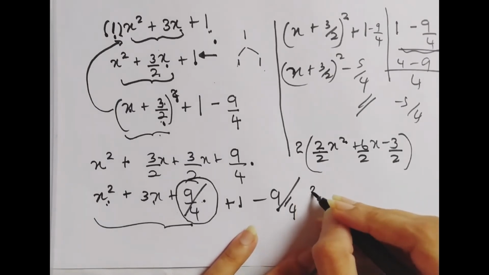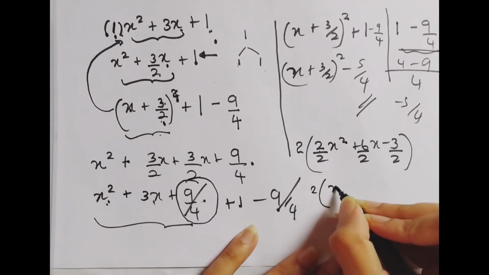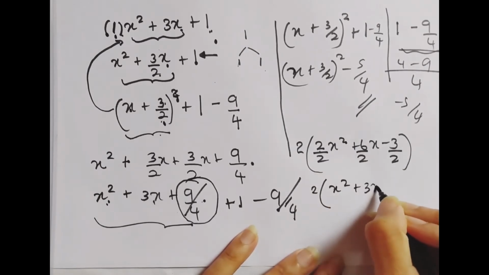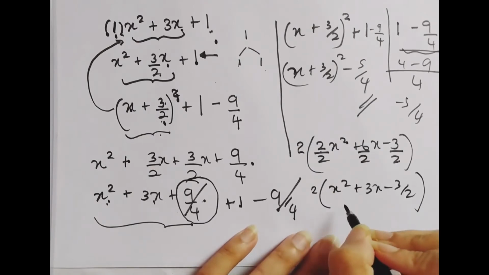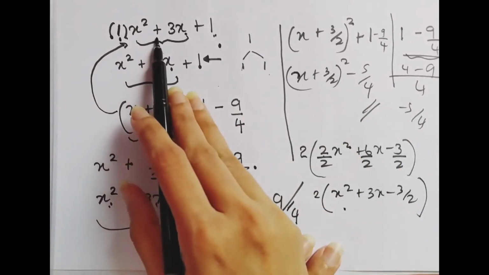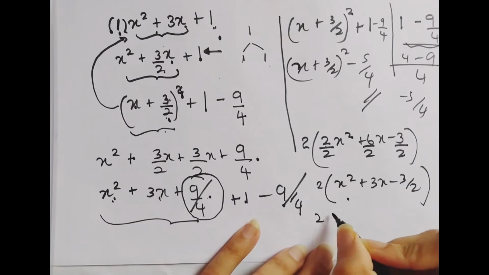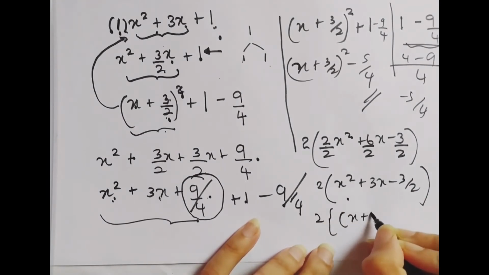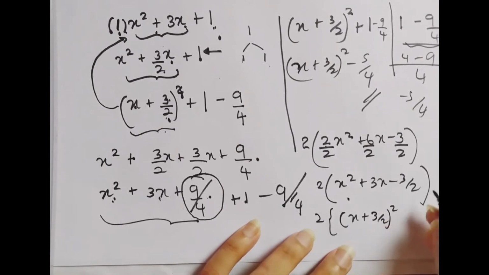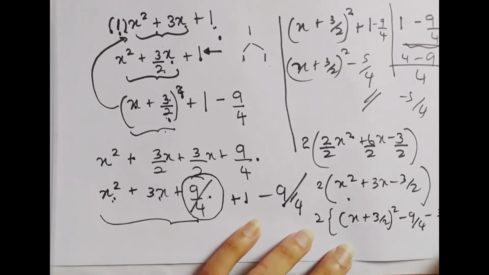Now after I do that, I'll get x squared plus 3x minus 3 over 2. So it is the same thing like this. Then keep 2 outside and this will be x plus 3 by 2 whole thing squared minus 9 over 4 minus 3 over 2.